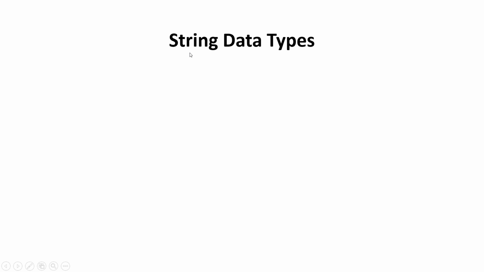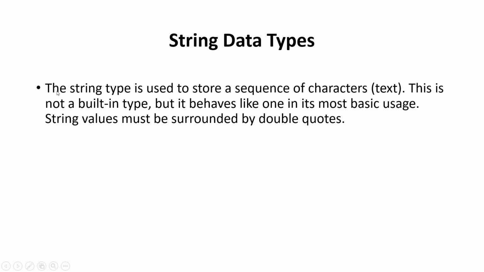And the next one is string data type. A string data type is used to store a sequence of characters or text, or you can call it a collection of characters. This is not a built-in type, but it behaves like one. In its most basic usage, string values must be surrounded by double quotes. When we use cout, we use double quotes to print text, and for this, string values must be surrounded by double quotes. A string keyword is used to declare a variable.